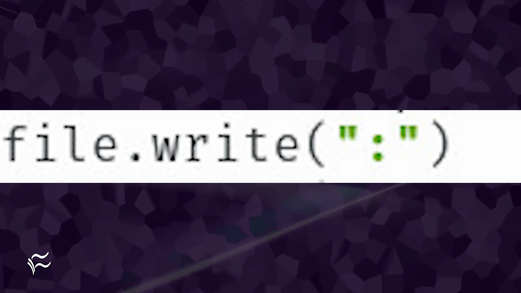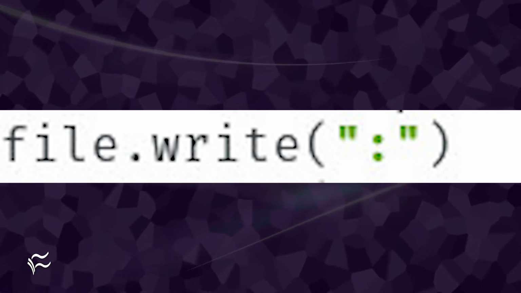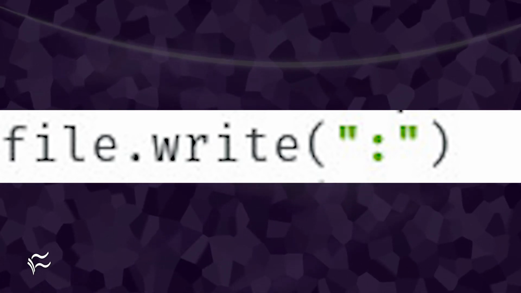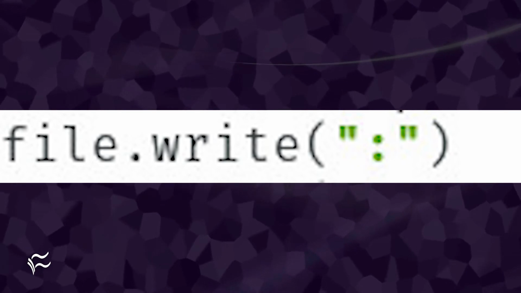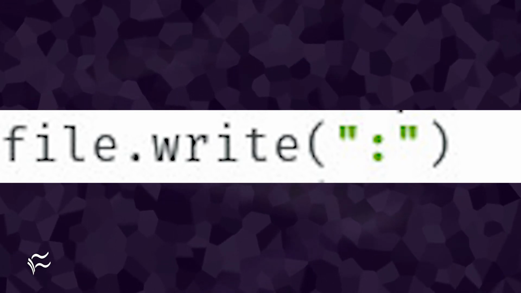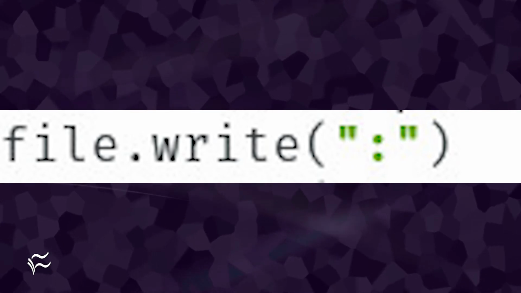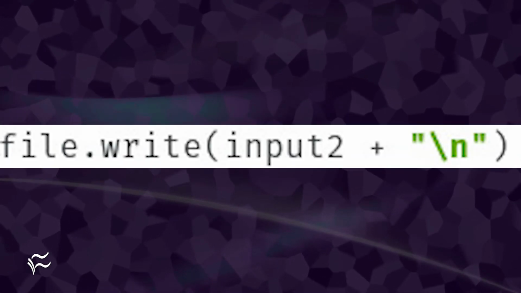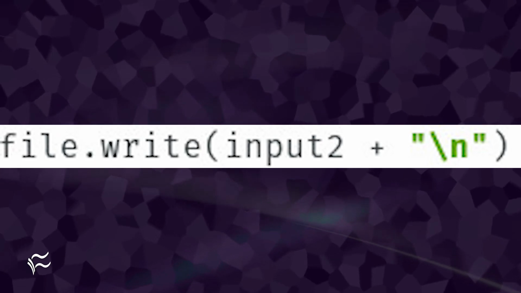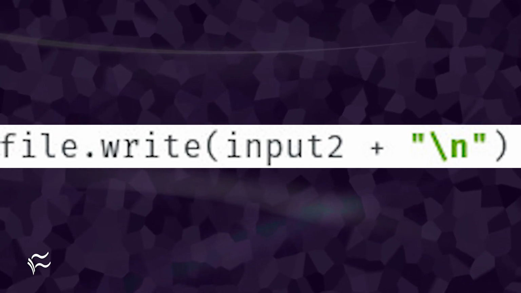The next line is file.write(":"). The above line writes a colon directly after the input1 variable. Anything in quotes is actually printed directly to the output file. Next, we take the input from the input2 variable and write it directly after the colon.